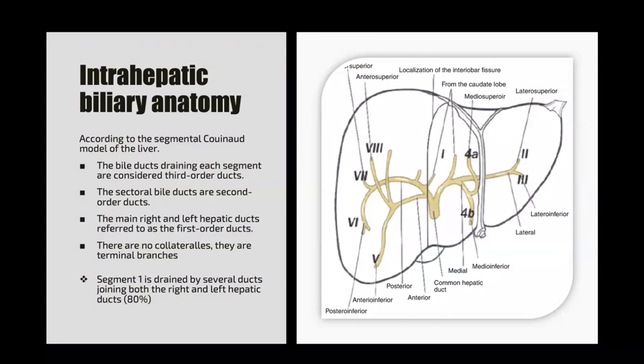Regarding segment 1, part of its complexity is that in 80% it drains to the right and left hepatic ducts, 15% only to the right duct, and 5% only to the left duct. We should mention that there are no collaterals, they are terminal branches. So we consider that every segment in the liver acts as an individual liver.